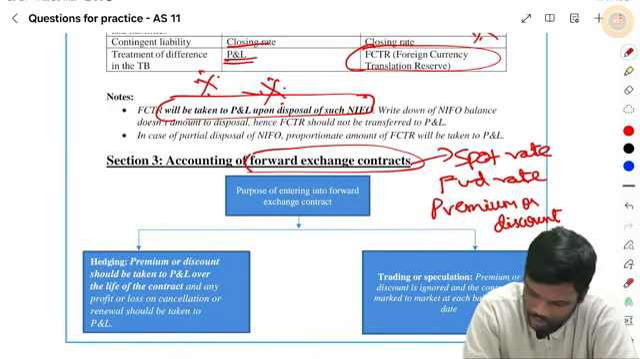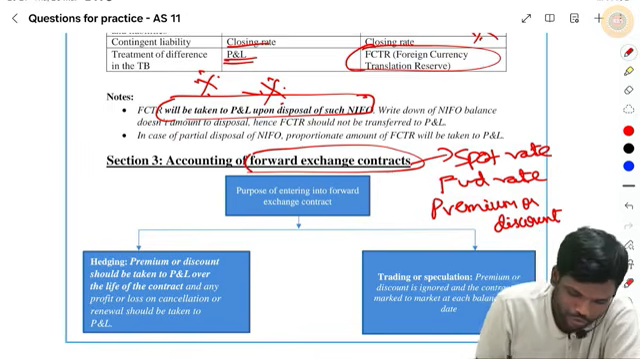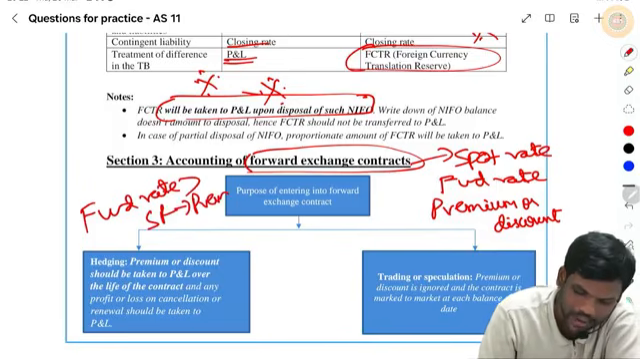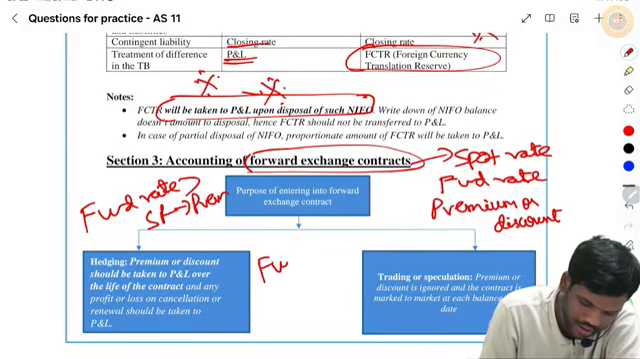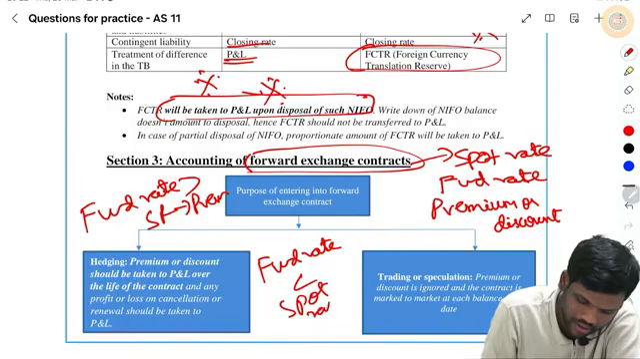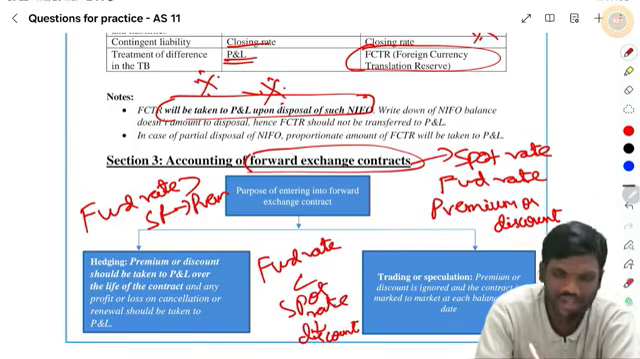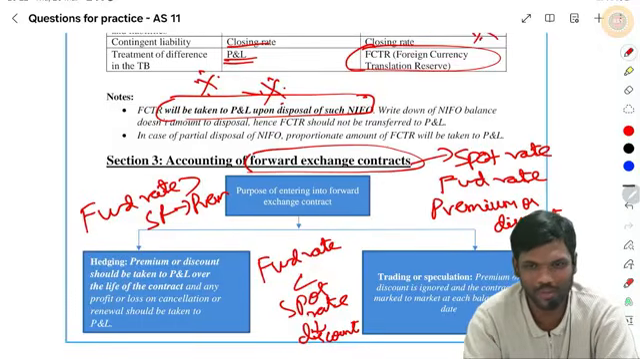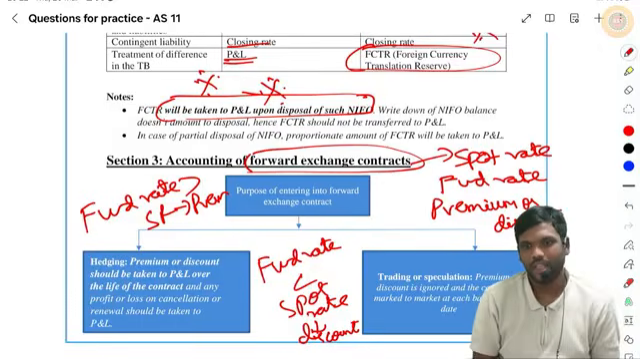Sir, what do you mean by premium or discount? If your forward rate is greater than the spot rate, then it is premium. But if your forward rate is less than the spot rate, then it is discount. Simple: if forward rate is more than spot rate, premium. If forward rate is less than spot rate, discount.